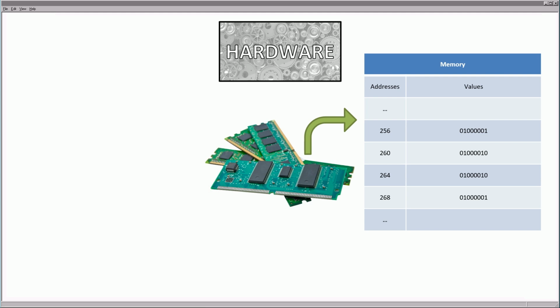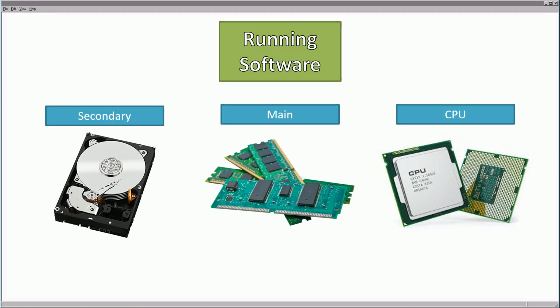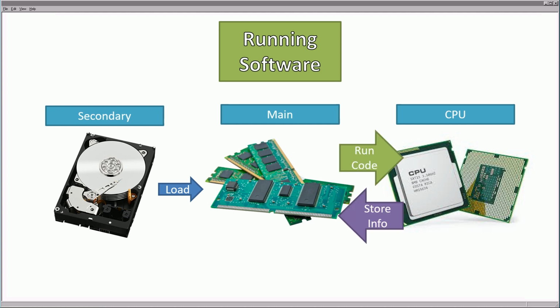Now, putting all of this together, whenever we run software, what happens is you have your program stored on your hard drive, the secondary memory. This is then loaded into your main memory. From there, the main memory is accessed by the CPU and it runs the code. Also, the CPU utilizes the memory to store information related to the program. And it continues this loop until the program has been terminated.